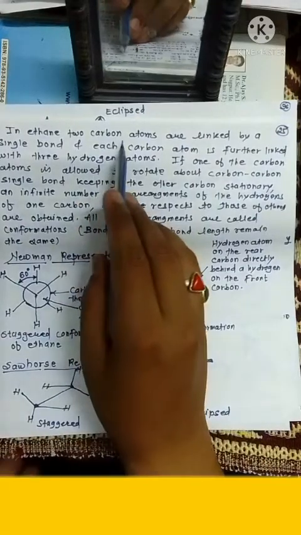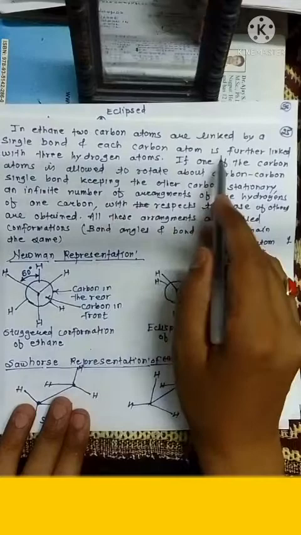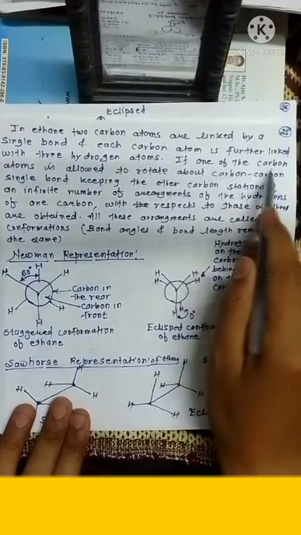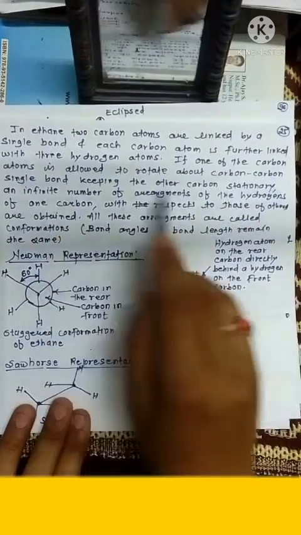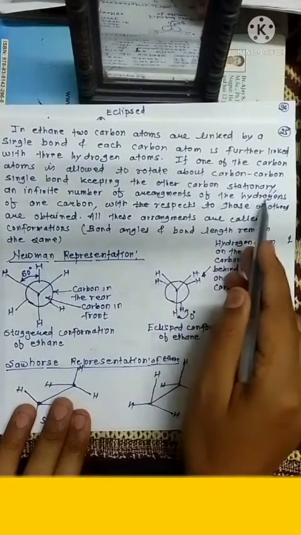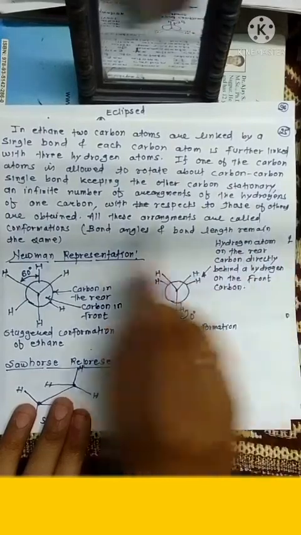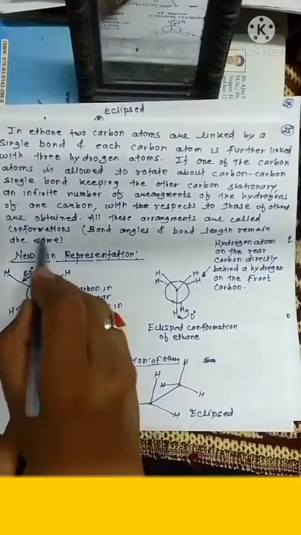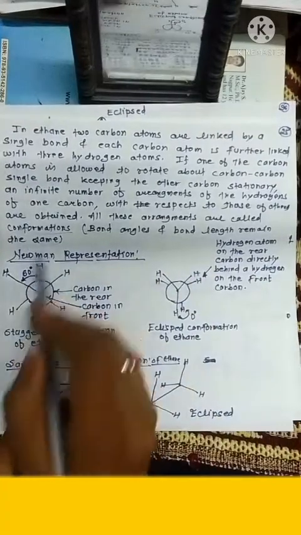In ethane, two carbon atoms are linked by a single bond. Each carbon atom is further linked with 3 hydrogen atoms. If one of the carbon atoms is allowed to rotate about the carbon-carbon single bond, keeping the other carbon stationary, an infinite number of arrangements of hydrogen of one carbon with respect to those of the other are obtained. All these arrangements are called conformations. Bond angles and bond lengths remain the same.